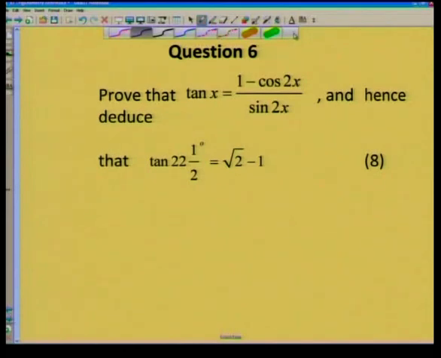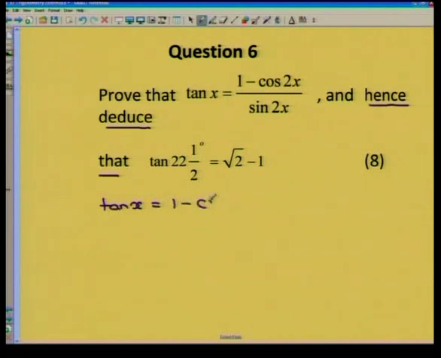Now this one looks slightly more complicated. It says prove that tan x equals 1 minus cos 2x over sine 2x, which of course you have just done. And hence deduce this. So I'm not going to go through how to do this again because we have done that in question 4. But I'm going to use this part and hence deduce. This is the important part, that the tan of 22.5 degrees is equal to that. Well, hence means using what was above. So we have tan x equals 1 minus cos 2x over sine 2x.